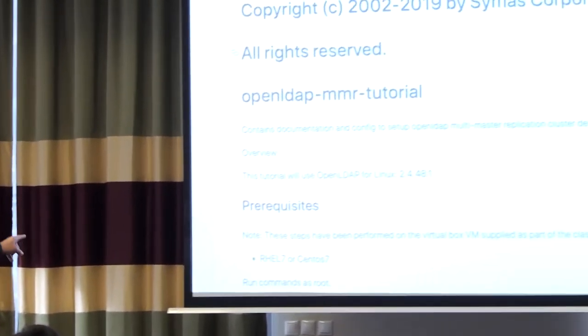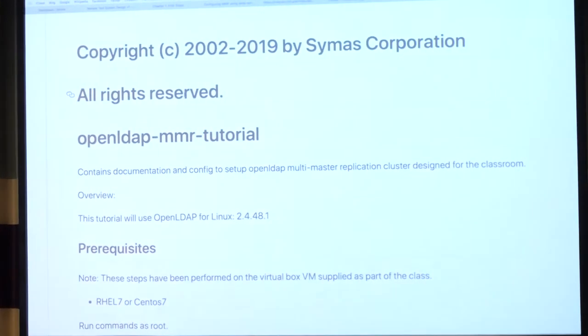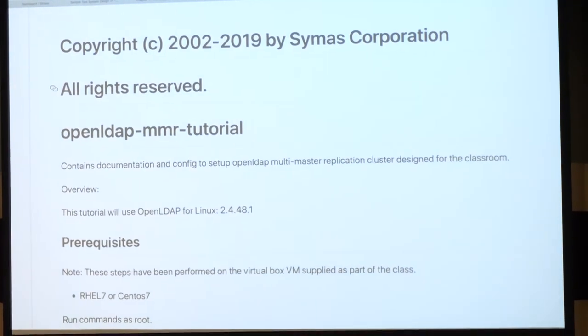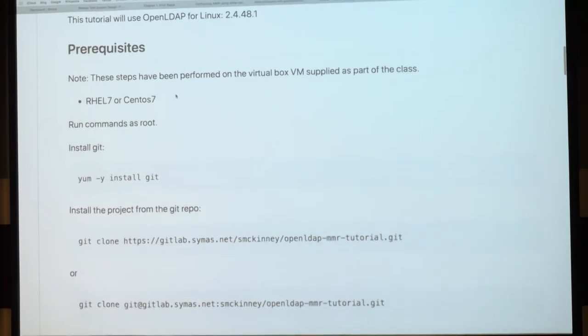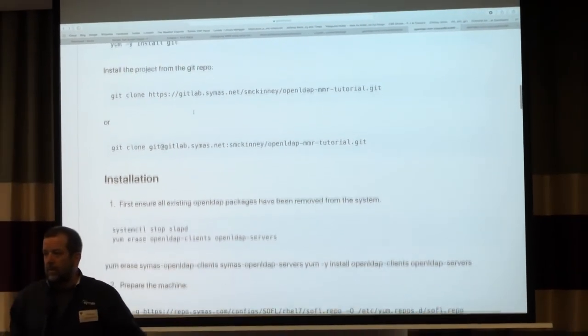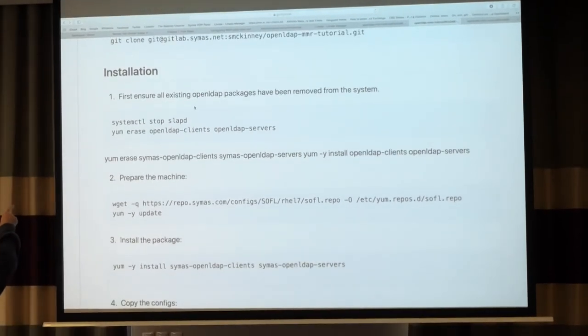And you don't have to do the prerequisites if you have our virtual machine, because we've done that already for you. It's a CentOS machine. Can you scroll down a little bit? You don't have to install Git. You don't have to clone the repo. The repo is under Home Student, so everything should be there. And we're going to start on step number one under installation.